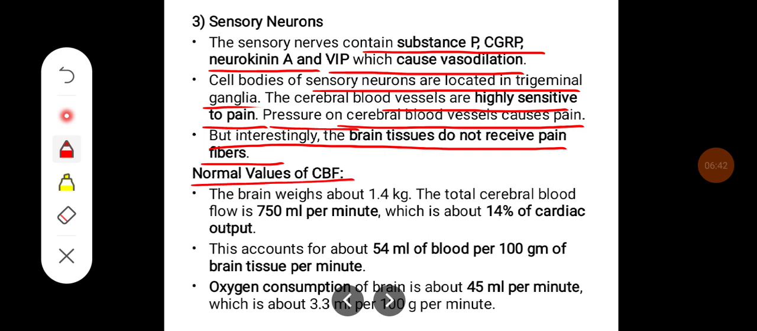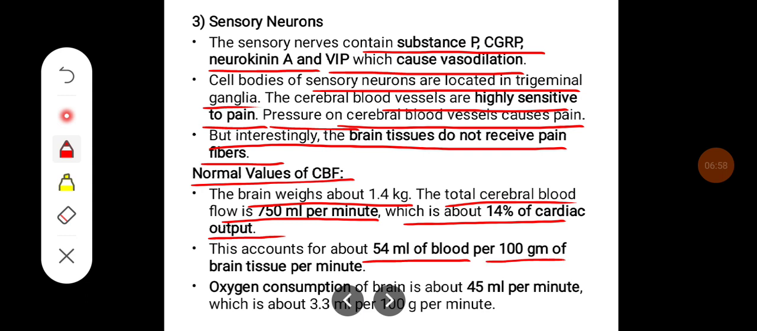Normal values of cerebral blood flow. The brain weighs about 1.4 kg. Total cerebral blood flow is 750 ml per minute, which is about 14% of the cardiac output. This accounts for about 54 ml of blood per 100 gram of brain tissue per minute. Oxygen consumption of the brain is about 45 ml per minute, which is about 3.3 ml per 100 gram per minute.